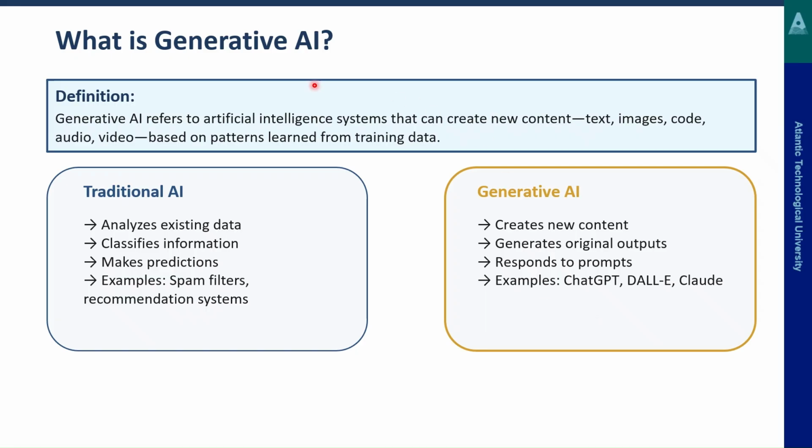So we have artificial intelligence as a field, and then we have traditional AI as a subset of that, and then generative AI is a subset of traditional AI. You can think of it as building on top of the traditional AI.